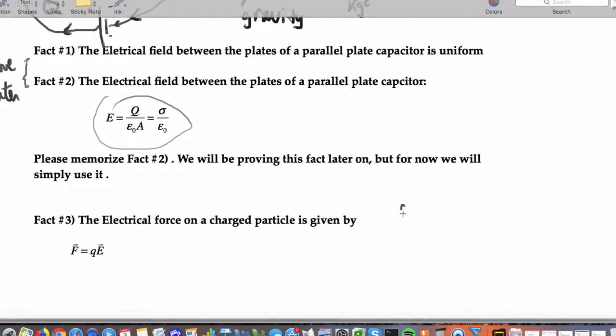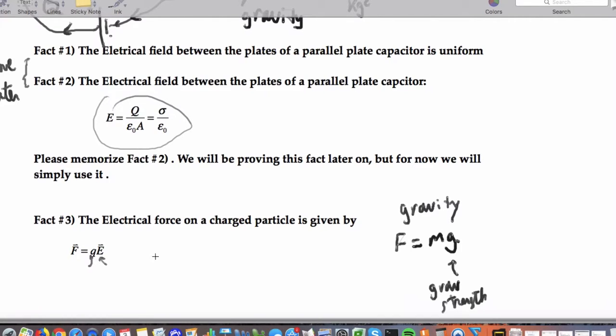So, in gravity physics, we have the equation F equals m times g, where g is the gravitational strength. Basically, you take mass, times it by gravity, and it gives you a force. Here what we're saying is that the electrical force on a charged particle depends on the charge of the particle, and we're going to multiply it by this thing called the electric field.